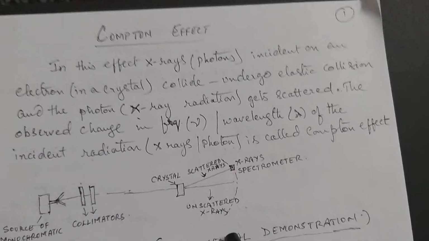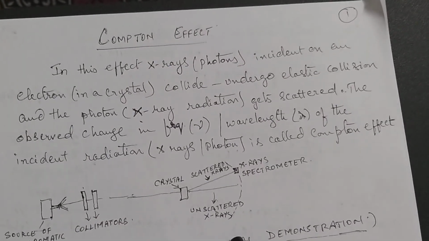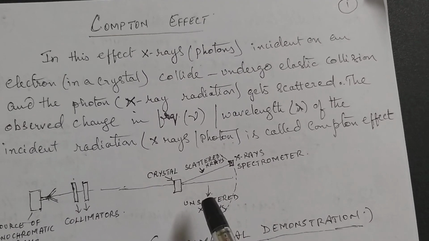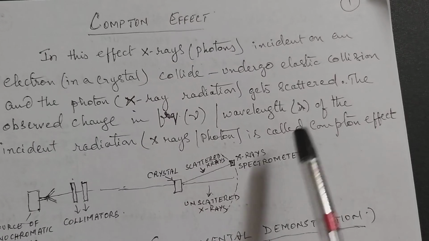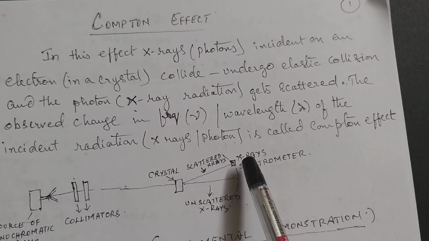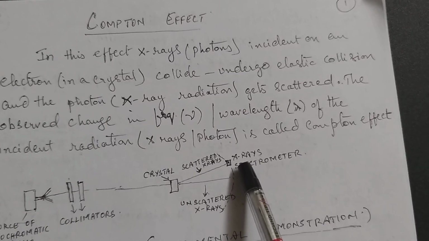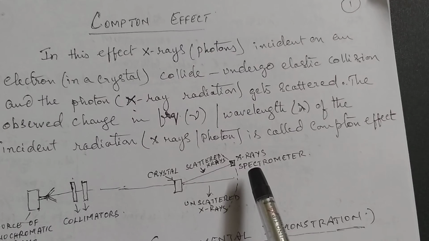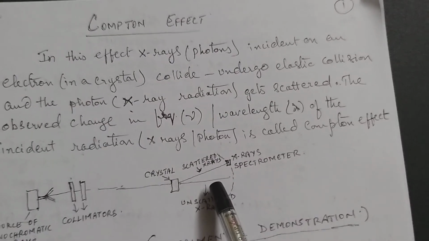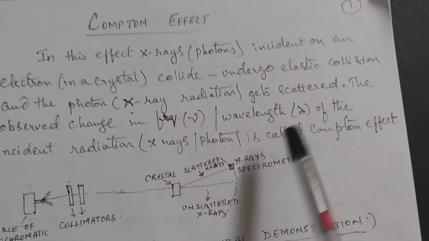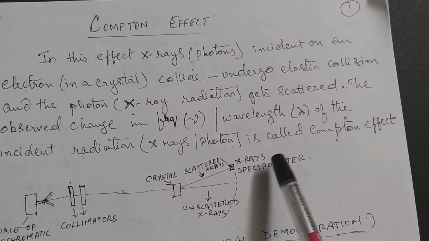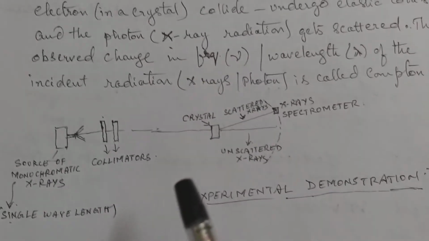when they are in contact with the crystal containing lots of electrons, will collide with one of the electrons. One photon will collide with one electron, and after undergoing an elastic collision, a part of the energy is absorbed by the electron. The electron comes out as well as the photon, but in a different direction with a different energy, a change in frequency, a change in wavelength. The observed change in frequency or wavelength is called the Compton effect, after the name of the scientist.